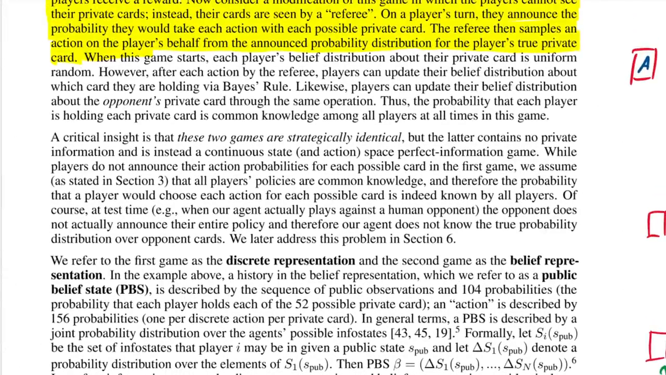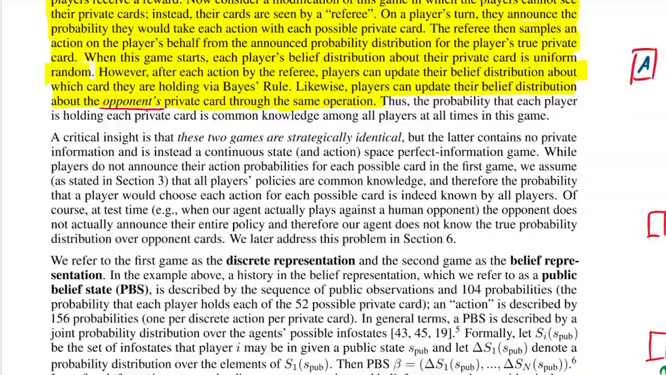The important thing is, they say, at when the game starts, each player's belief distribution about their private card is uniform random. Also about the opponent's private card, right? However, after each action by the referee, players can update their belief distribution about which card they are holding via Bayes' rule. Likewise, players can update their belief distribution about the opponent's private card through the same operation. It's important to note that this already happened before. Even in the original game, you would update your belief about the opponent's private card according to Bayes' rule or whatever rule you want, you would simply try to infer what they have. Now the difference is you also have to infer what you have, depending on what actions the referee does.